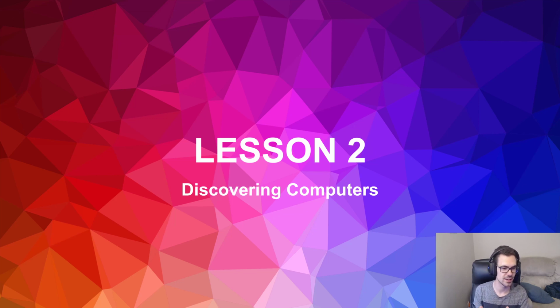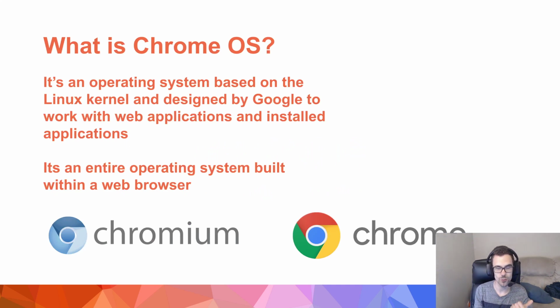So, yeah, really interesting conversation to have, and that's the point of this lesson number 2, which is about Chrome OS. So let's get into it. What is Chrome OS? Well, it's an operating system based on the Linux kernel and designed by Google to work with web applications and installed applications. So it's basically an entire operating system built within the browser. Sort of. But I mean, it functions like one. And you'll see that in a couple seconds when we go into really the guts of it.